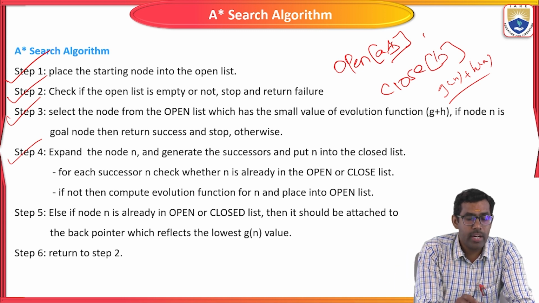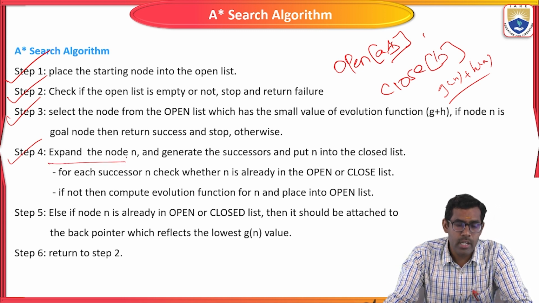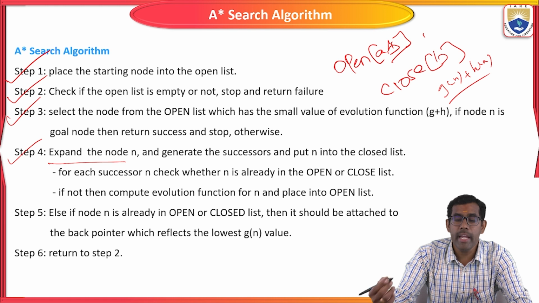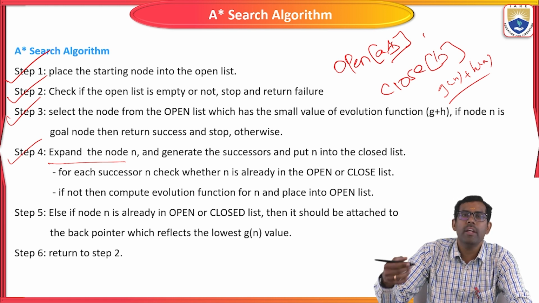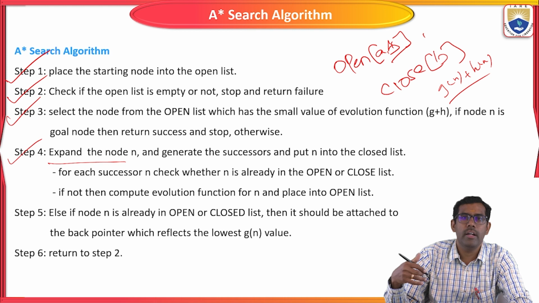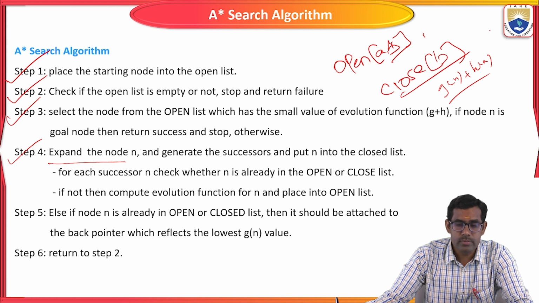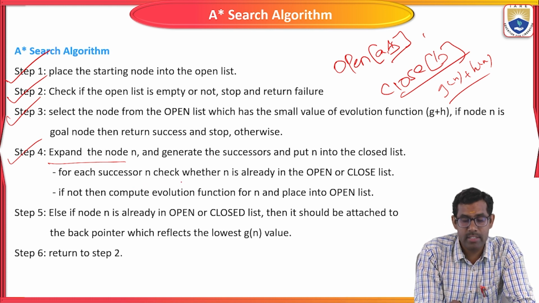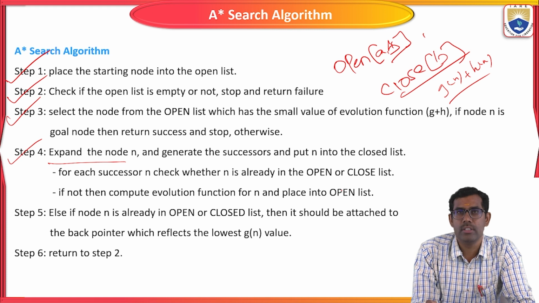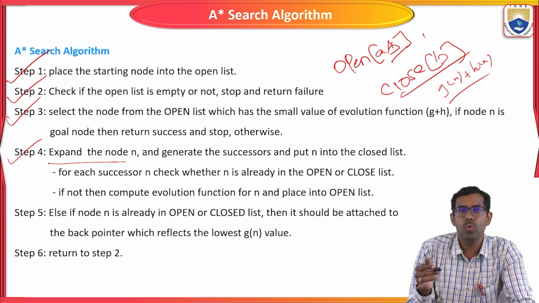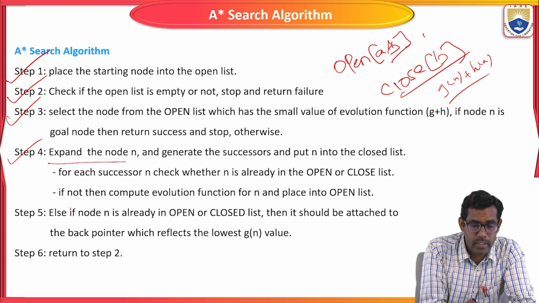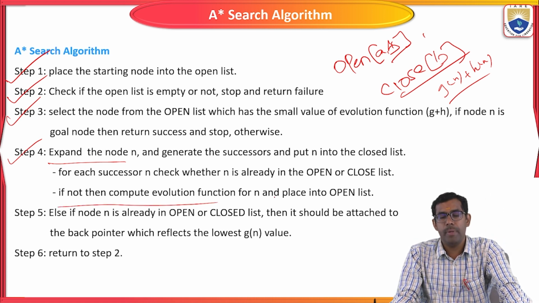Otherwise, we have to expand the node. Expand node n, generate the successors and put it into the closed list. Again, we have to expand that one. The one with the smaller value, we are going to put in the closed list. For each successor of n, check whether it is already in the open or closed list. Just before moving it into the closed list, we have to carefully check whether the particular node is already present in either the open or closed list. If not, compute the evaluation function for n and place it into the open list.